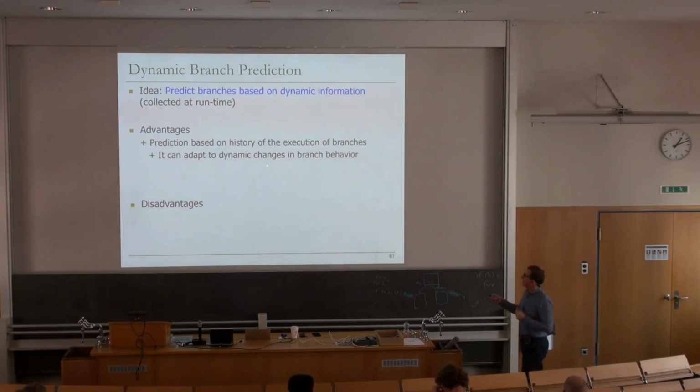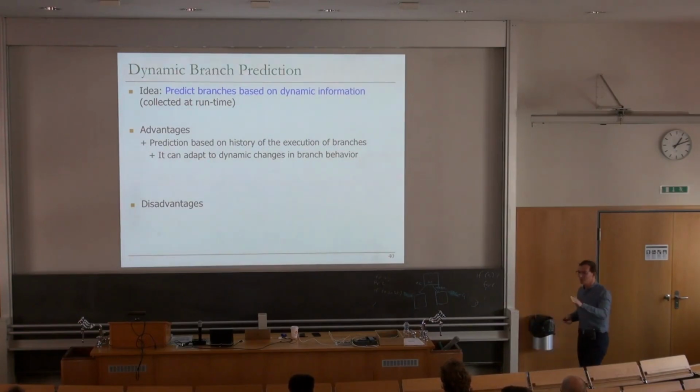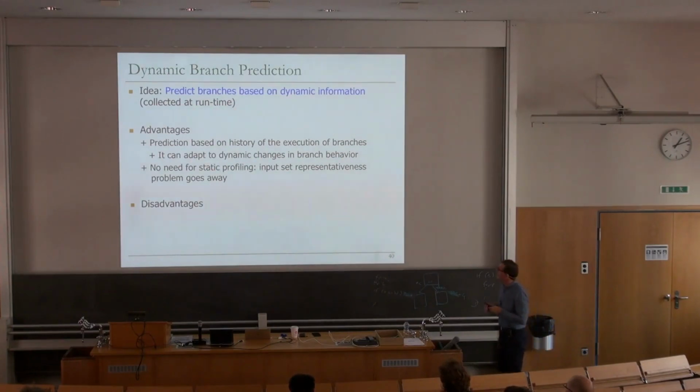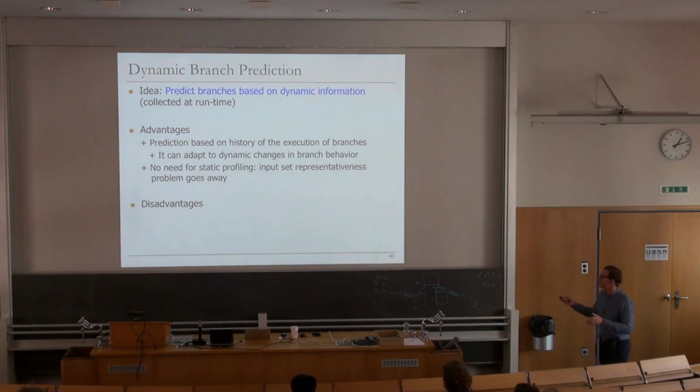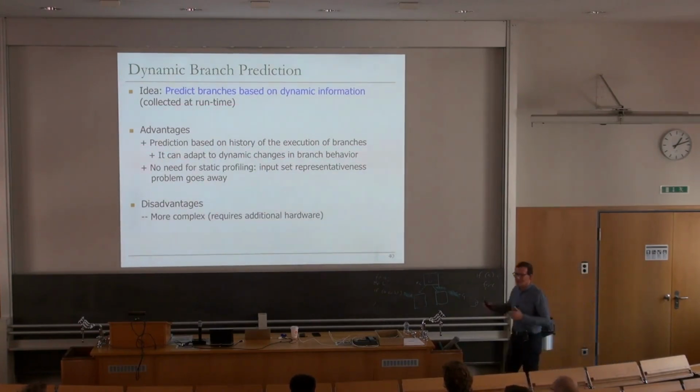Which means that it can hopefully adapt to dynamic changes in branch behavior. If you do taken 10 times and switch to not taken, you can figure that out, right? If you do taken, not taken, not taken, you can figure that out also. There's no need for static profiling, so the input representativeness problem goes away, and programmer dependence also goes away. The disadvantage is it's more complex, you need additional hardware, and we're going to keep adding more hardware to this.